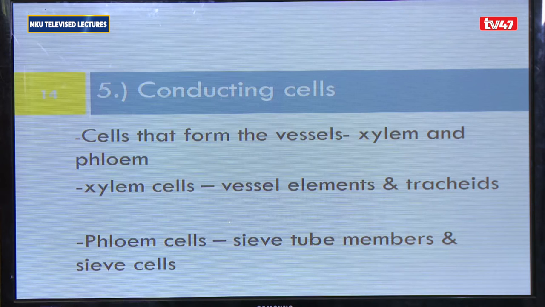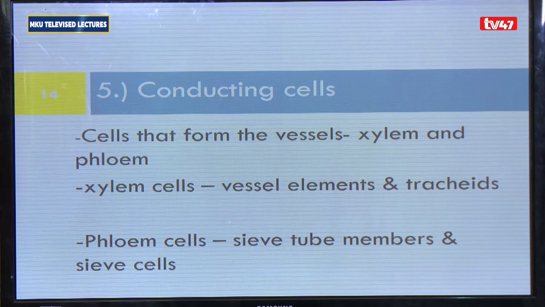And then lastly, we have the conducting cells. Now, conducting cells are basically the cells that form the vessels in the plant, or what you form the conducting vessels. These conducting vessels are basically the xylem and the phloem. Now, for the case of the xylem vessel, we find the xylem made up of two types of cells, the vessel elements and the tracheates.